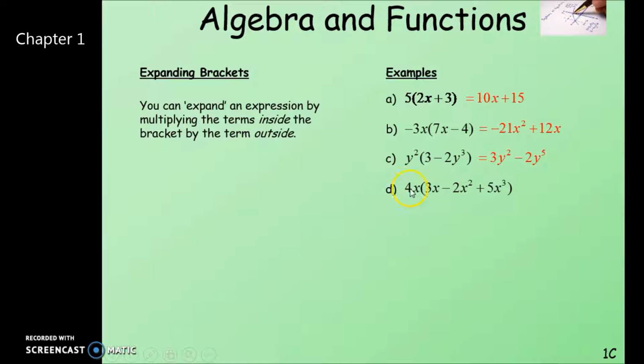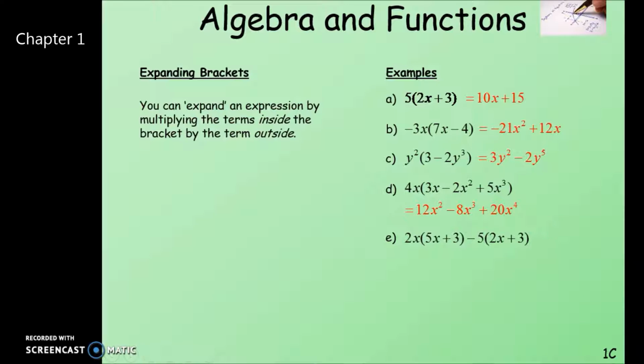So you've got 4x times 3x, so that should give you 12x squared. The second term is a minus 2x squared. So that's going to give me minus 8x cubed. And the final term, the rear term here, is a plus 5x cubed. So you're going to get 20x to the power of 4. So put those all together and it should look something like that.